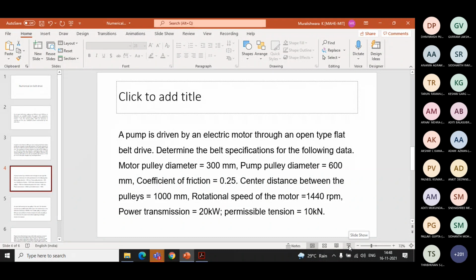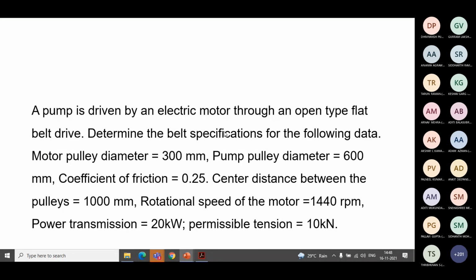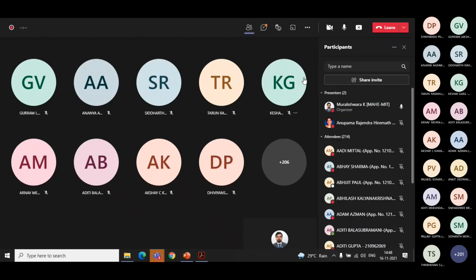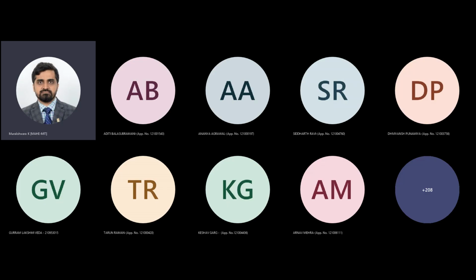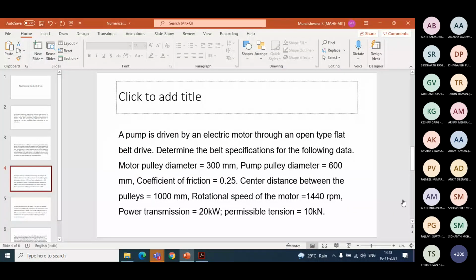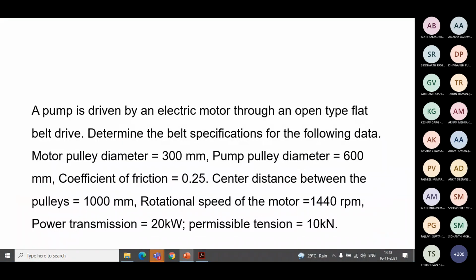Once a particular level of input is given, I want you to be able to solve the numericals. If you're not able to solve, then a few things I can teach you, but then you have to go back to the board and learn on your own. So make a note of this problem. One second, let me share it. Can you see the question? Yes, sir. Note it down.